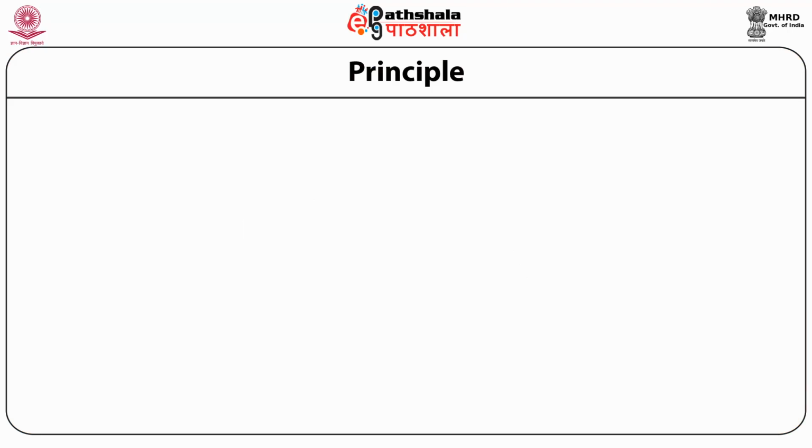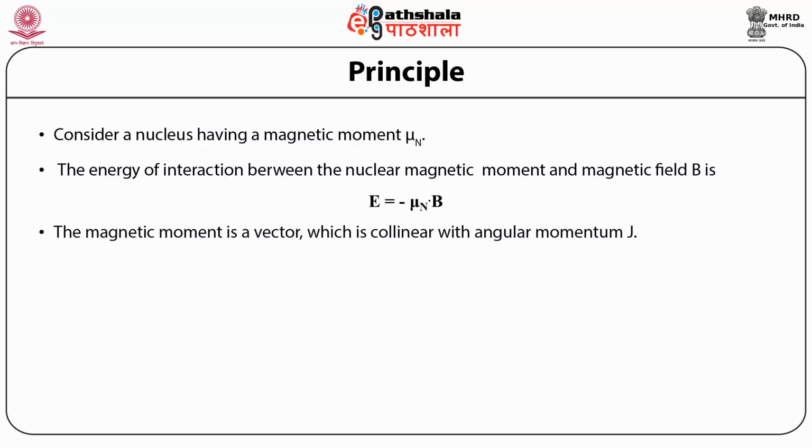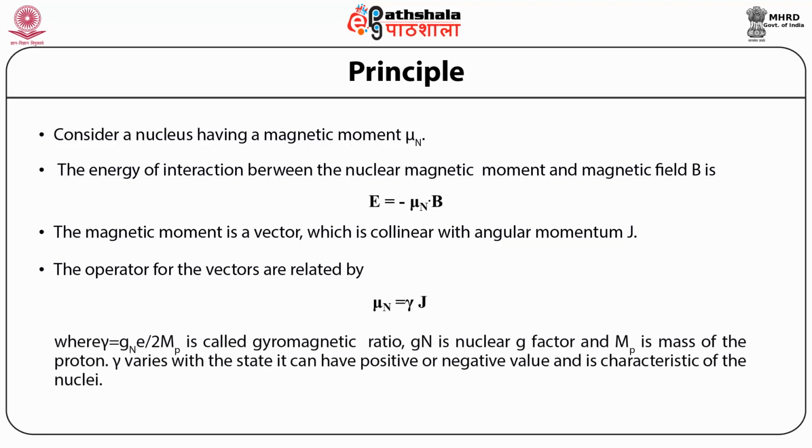The NMR and ESR are similar in the sense that NMR deals with the nuclear ground state while ESR deals with the electronic ground state. The principle is, consider a nucleus having a magnetic moment mu n. The energy of interaction between the nuclear magnetic moment and magnetic field B is E equal to minus mu n dot B. The magnetic moment is a vector which is collinear with angular momentum J. The operators for the vectors are related by mu n is equal to gamma J, where gamma is equal to g n e upon 2 mp, called the gyromagnetic ratio. g n is the nuclear g factor here, and mp is the mass of the proton.